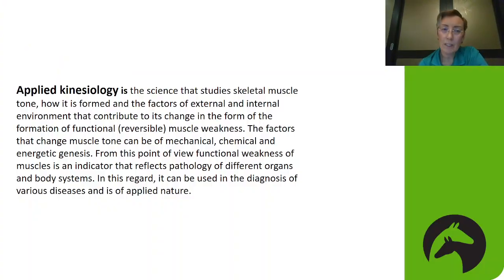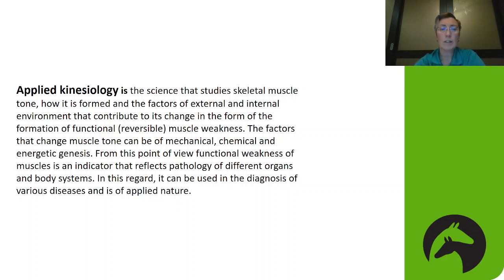Now I will tell some little information about applied kinesiology. Applied kinesiology is the science that studies skeletal muscle tone, how it's formed, and the factors of external and internal environment that contribute to its change in the form of the formation of functional muscle weakness. So we can test weakness and strength of muscles.